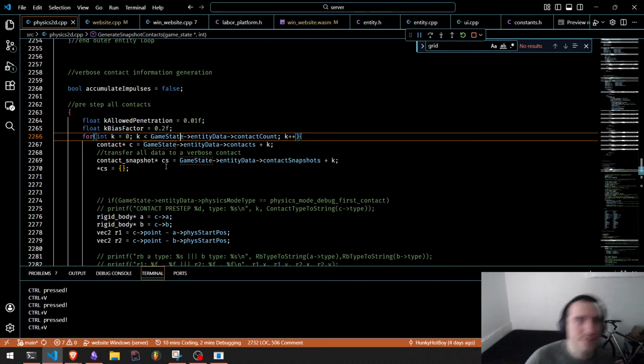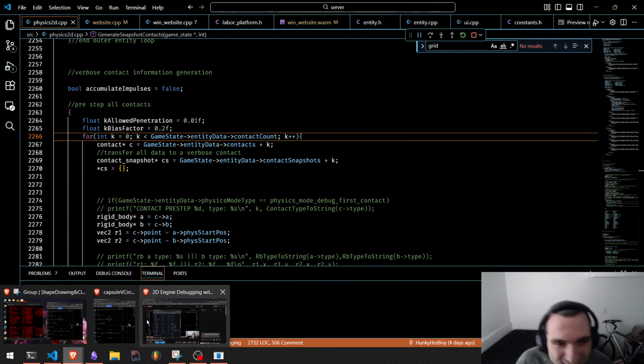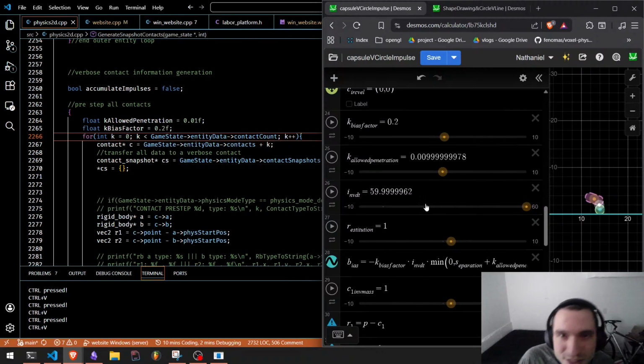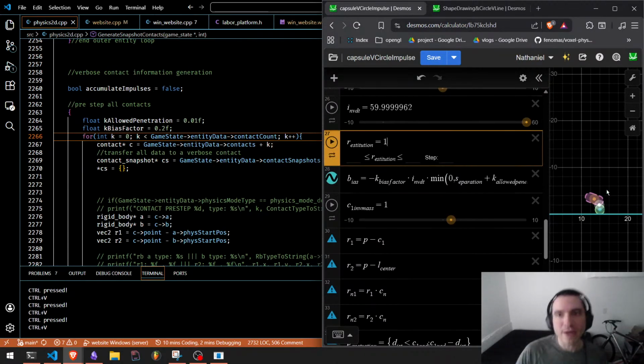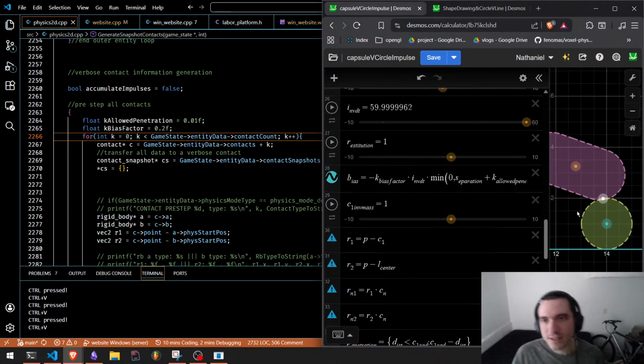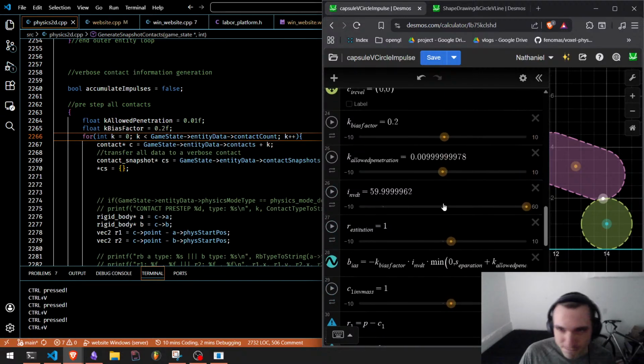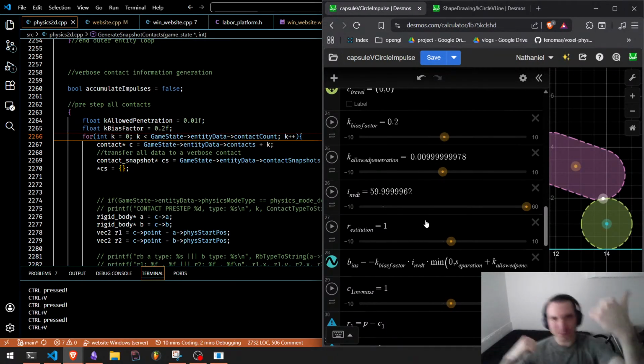Allowed penetration, bias factor, get that plugged in. Restitution is how bouncy it is. Like if it's 0, then they're just going to stick to each other. If it's 1, then they're going to bounce apart, with their velocities just reversed completely.